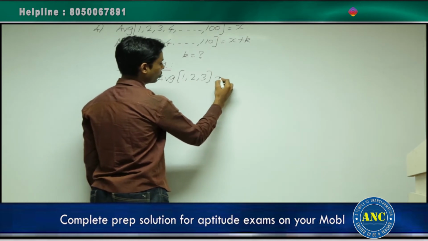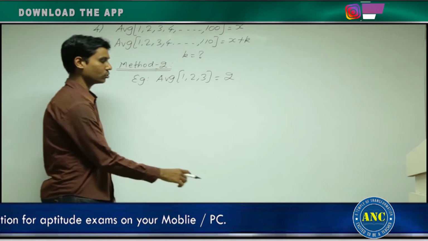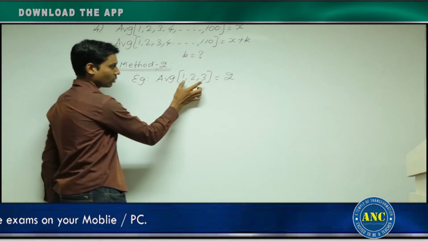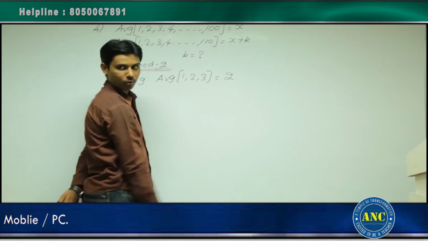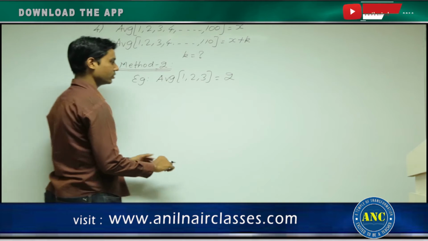There are 3 terms: 1, 2 and 3. The average of 1, 2 and 3 is the middle value, 2. Right? Listen to this carefully. The original series has 3 terms, and the original average is 2.